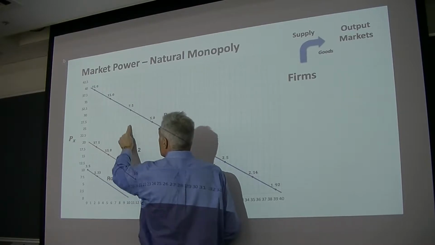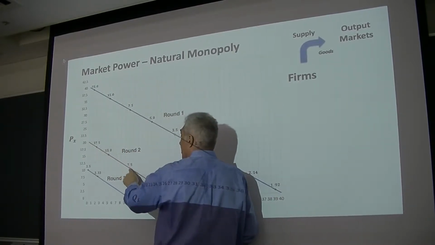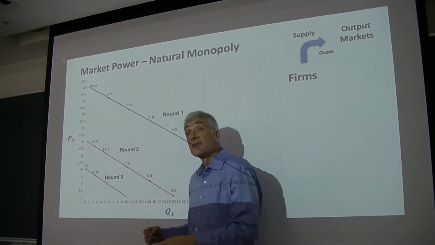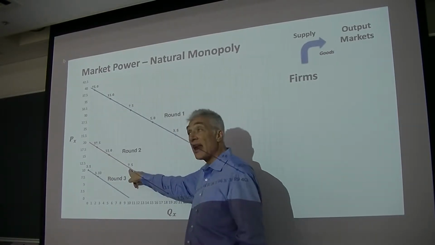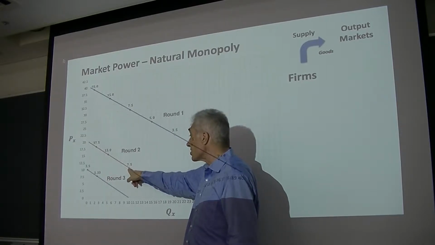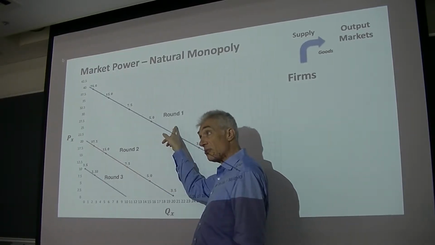Now you can see it's the same average cost as firm 1, but firm 1 was able to produce 20 units at an average cost of 3.5. Firm 2 produced 10 units at an average cost of 7.5. So their average cost is now 7.5. Their average cost is 3.5.